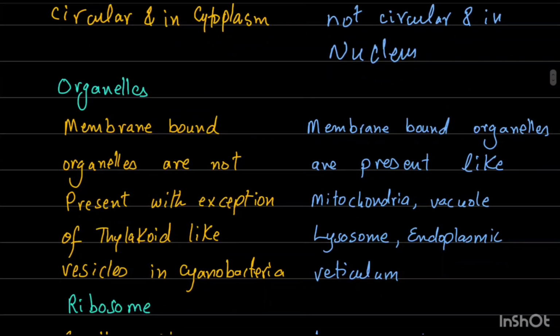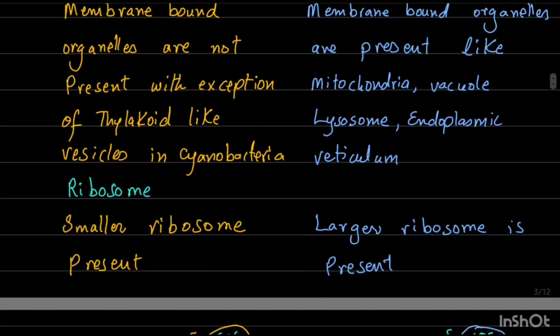Membrane-bound cell organelles are not present in prokaryotes. However, some structures like thylakoid-like structures are present in some bacteria, such as cyanobacteria. In eukaryotic cells, there are definite membrane-bound structures. There are single membrane-bound or double membrane-bound structures. Mitochondria and chloroplasts are double membrane-bound cell organelles, and lysosomes and endoplasmic reticulum are single membrane-bound cell organelles.